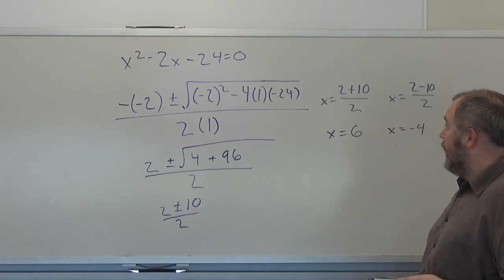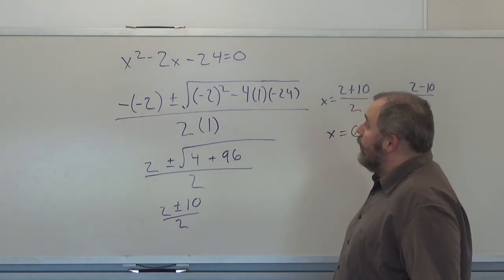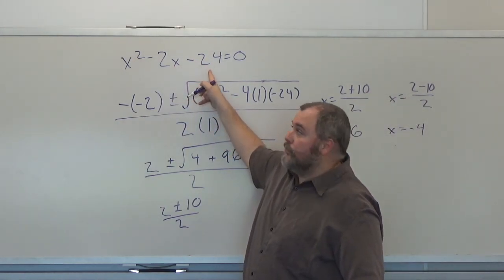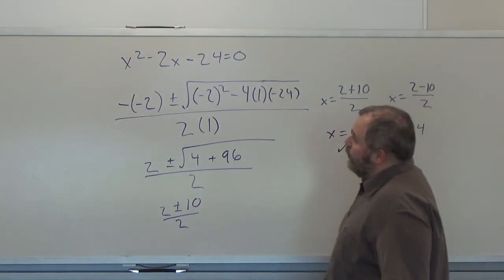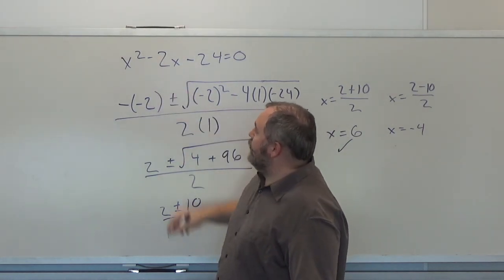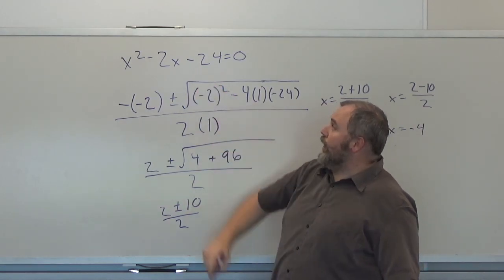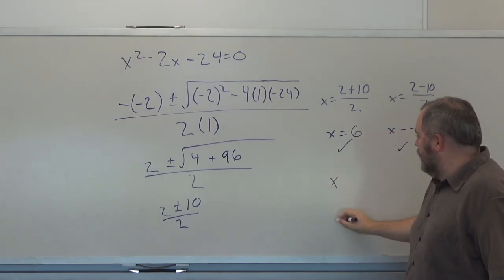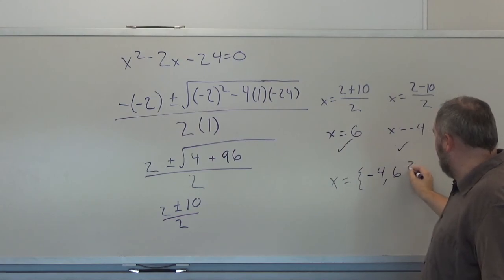So we need to double check this. 6 squared is 36. Minus 12, that gives me 24. Minus this 24, so that gives me 0. So that checks out. Negative 4 squared is 16. Negative 2 times negative 4 is 8, so add those together, that gives me 24. Subtract the 24, I get 0, so that works as well. So my answer is negative 4 and positive 6.